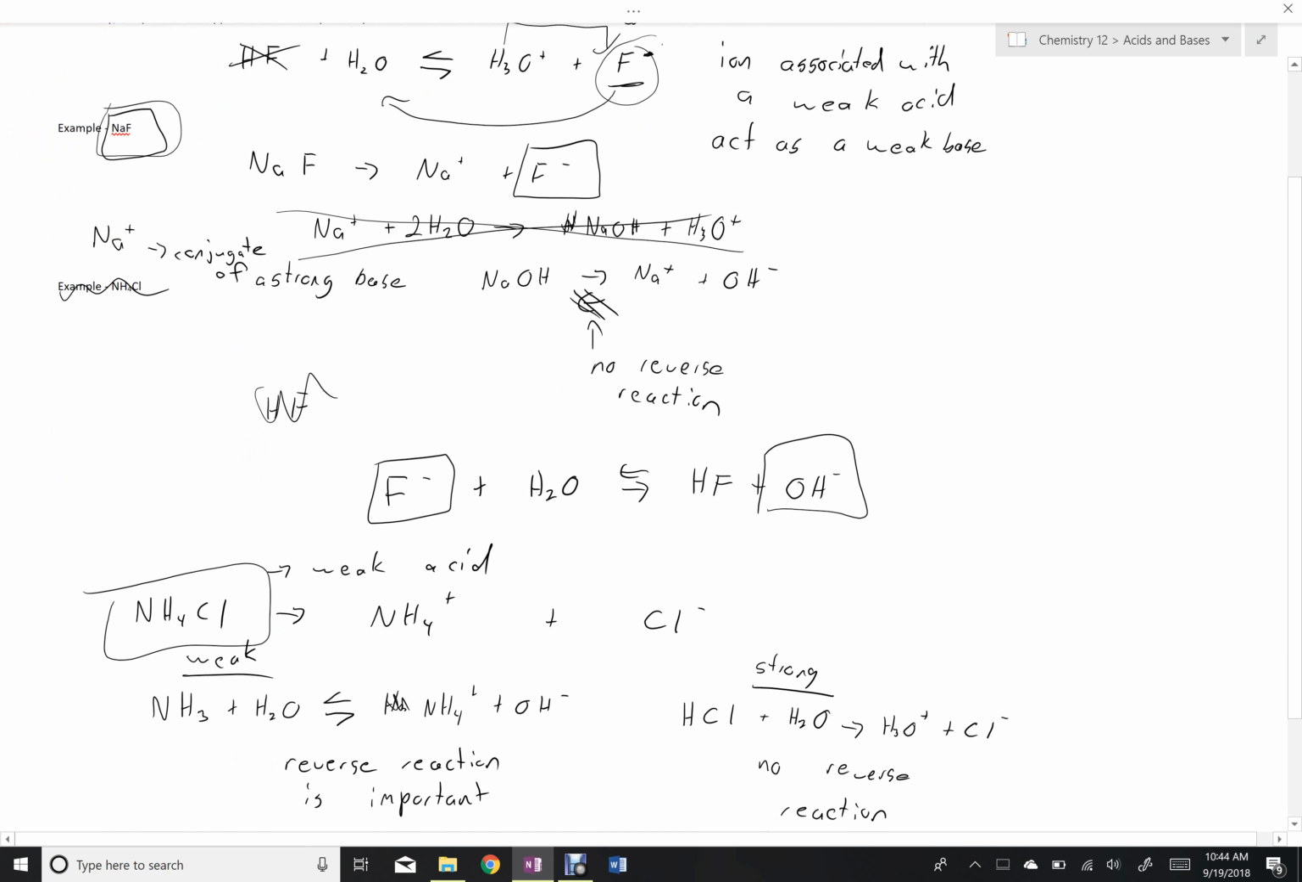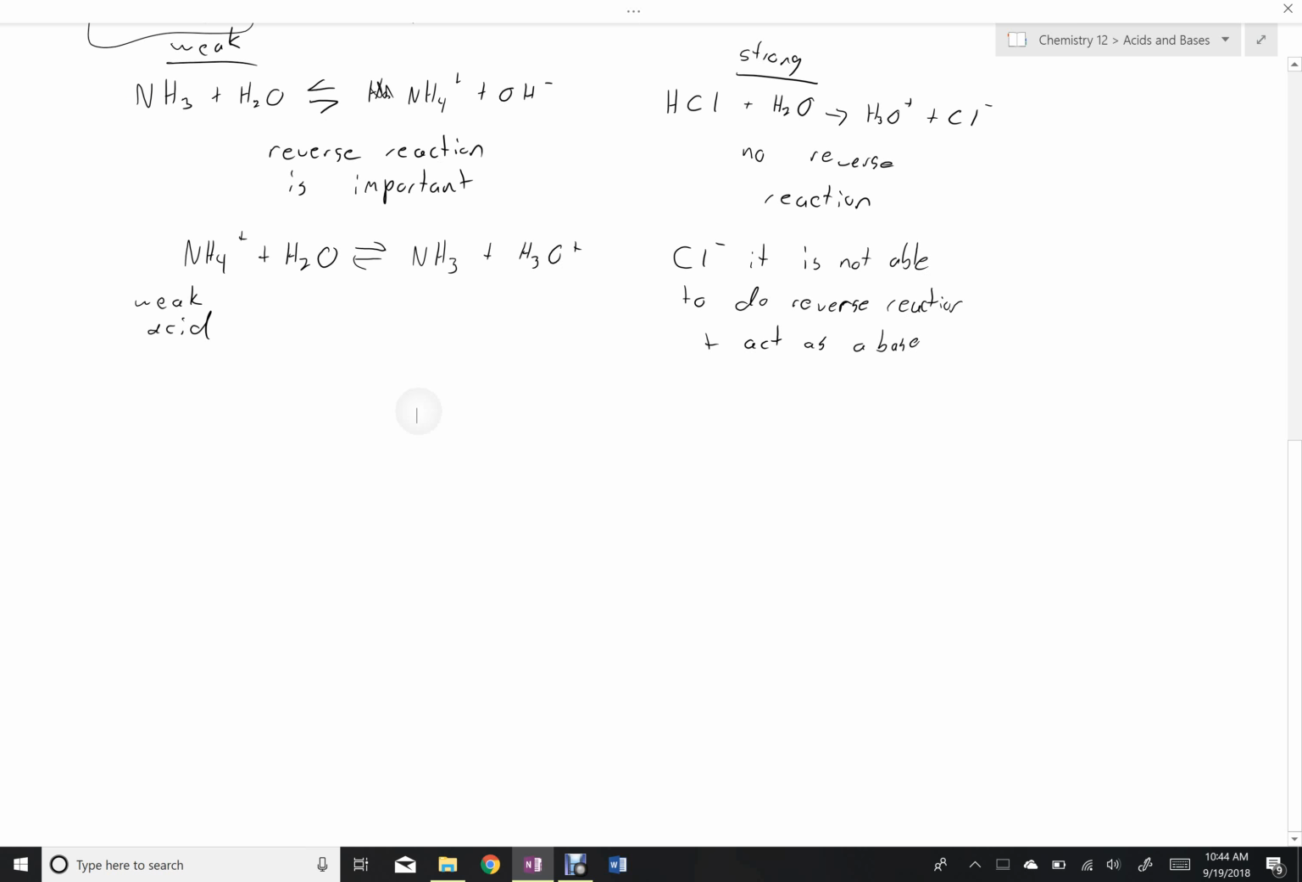We do not consider these when we have the conjugate of two things that represent strong acids and strong bases. We do not need to consider the conjugates of strong acids and strong bases because the reverse reactions are not important and so they do not occur. So that's how we can take a salt and find out if it behaves as an acid or a base.